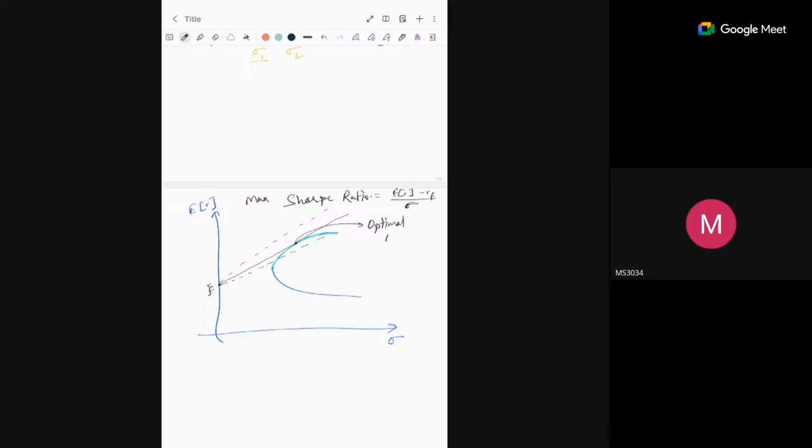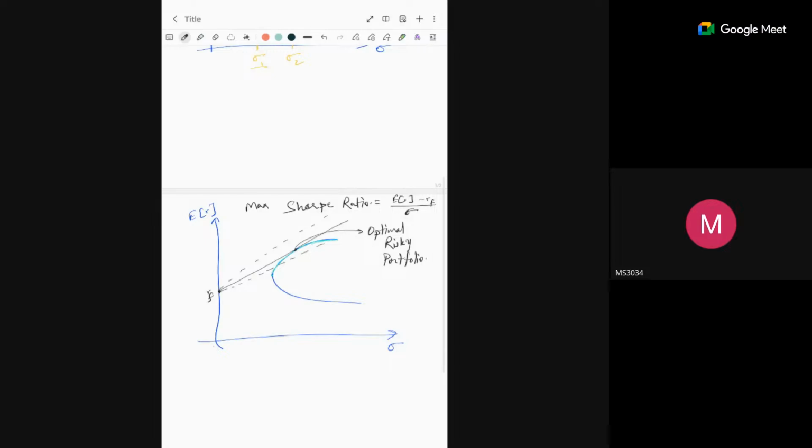Why risky portfolio? Because till now we have not considered the risk-free asset in our case. The risk-free asset in this return-risk diagram is represented by this point, where the return is RF and your risk, or the sigma, is 0. So this is the point which represents your risk-free asset, correct? So from this exercise, this is the process through which you can get your optimal risky portfolio.